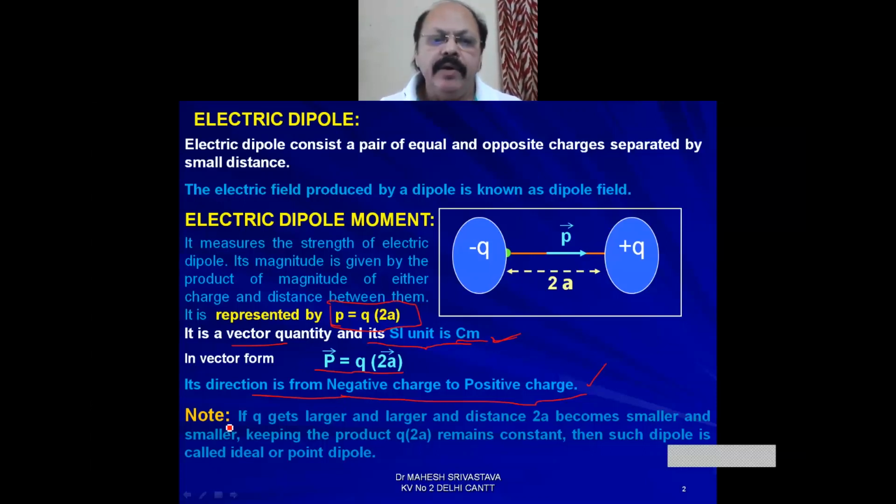Now you kindly note here, if Q gets larger and larger and the distance 2A becomes smaller and smaller, but the product Q into 2A remains constant, in that condition such a dipole is called an ideal or point dipole.